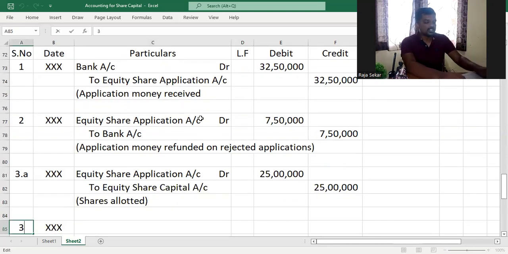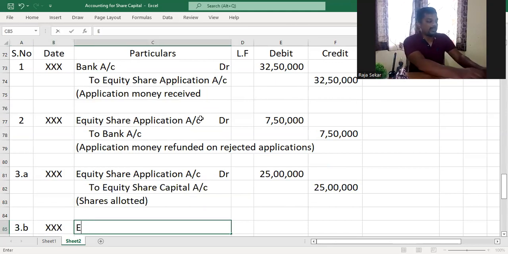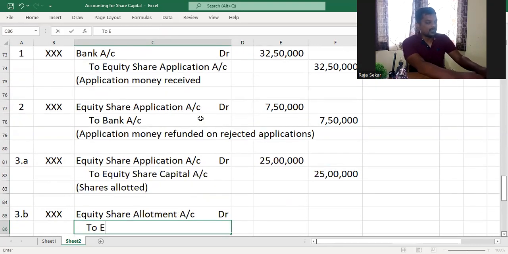The next transaction would be to make the allotment money due. Now that we made the allotment of shares to the applicants, we will tell them it's time for you to pay the allotment money. Kindly go ahead and pay the allotment money. So when we make the allotment money due, we debit the asset account called equity share allotment account. It's a personal account in traditional approach, and equity share capital account will be credited.